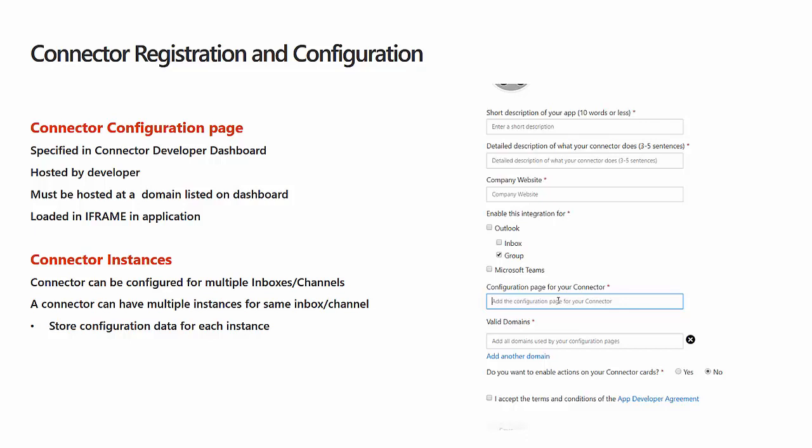Your application page will then be shown within an iframe within the hosting application to allow users to interact with it. A key thing to keep in mind is that you can have multiple instances of your connector. It could be configured on multiple inboxes or multiple channels. It may have multiple instances in the same channel, as we saw possible in the demo. It is your responsibility to store that configuration data unique for each instance, including where and who might be seeing your data as it's provided.